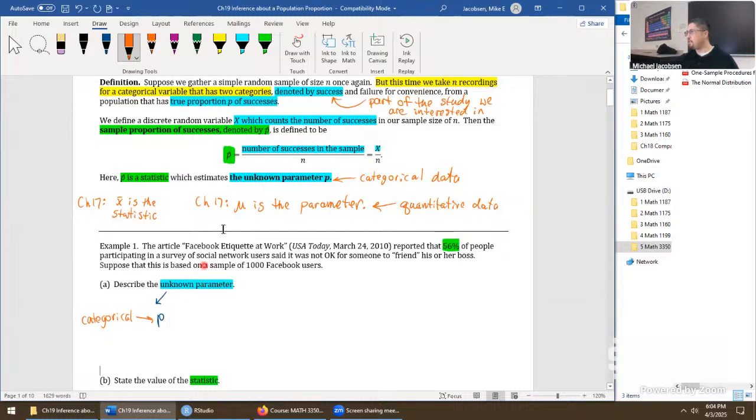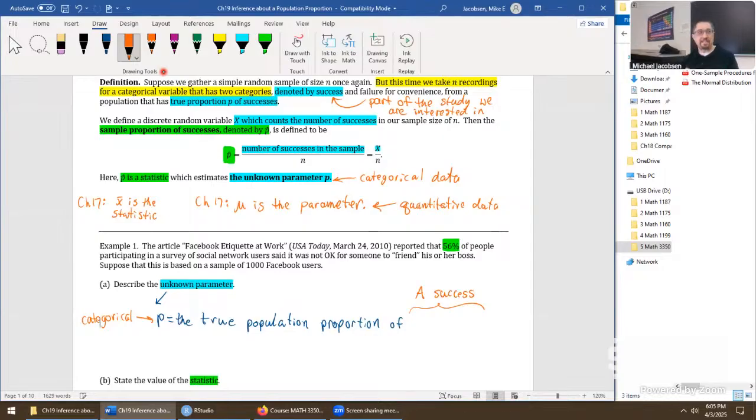So generically, what is P? It's the true population proportion, P, of successes. So we could come down here and say P equals the true population proportion of, and then beyond the of, at this point, we must say what a success is.